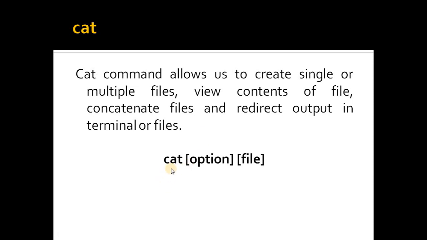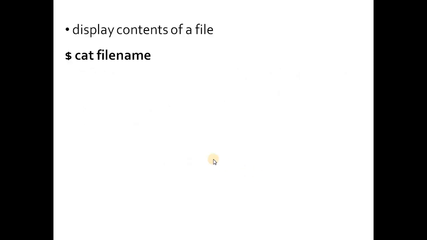What is the syntax? The syntax is cat, then some options to be given, which are not compulsory, and the name of the file or names of the files. So that is the syntax of the cat command. We shall see the first function of the cat command, that is to display the contents of a file. To display the contents of a file, at the bash prompt you have to type cat and the name of the file whose contents you want to see.